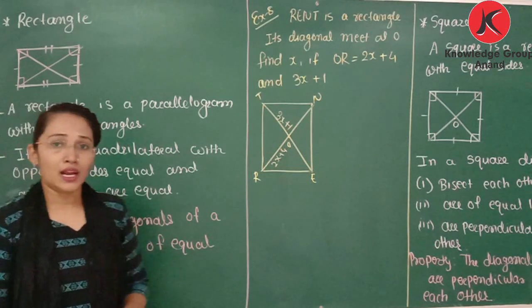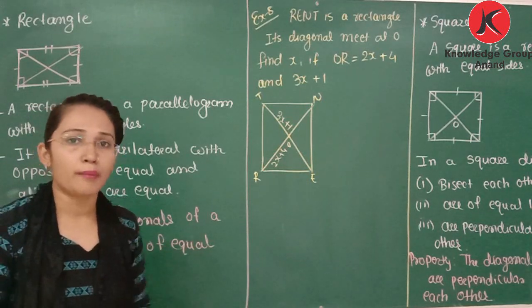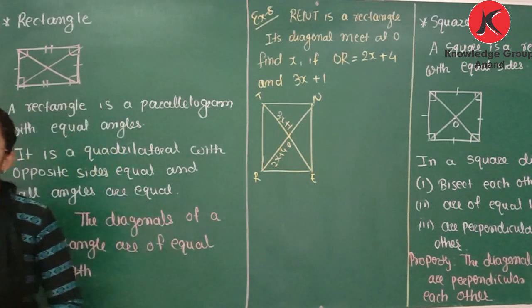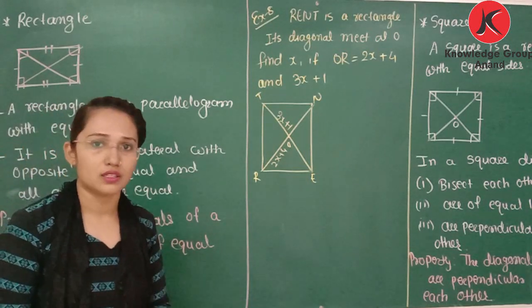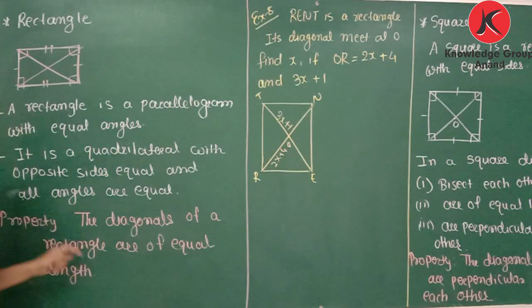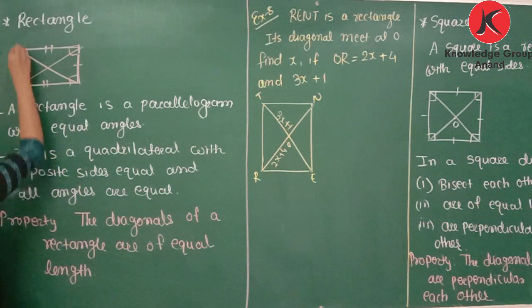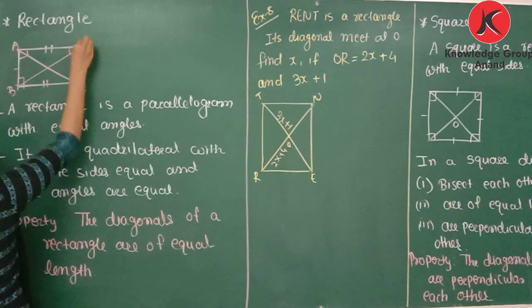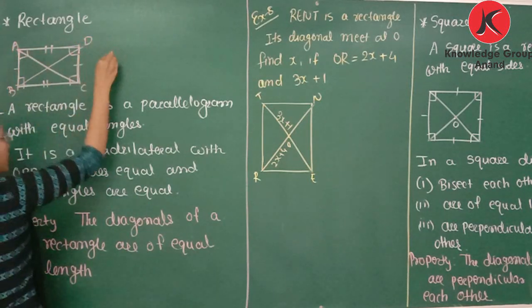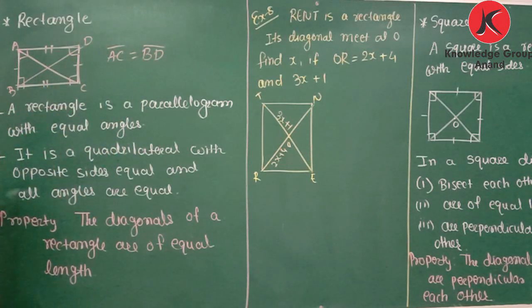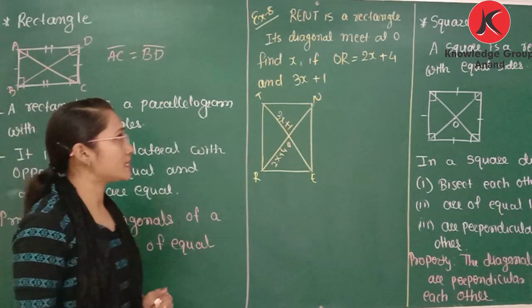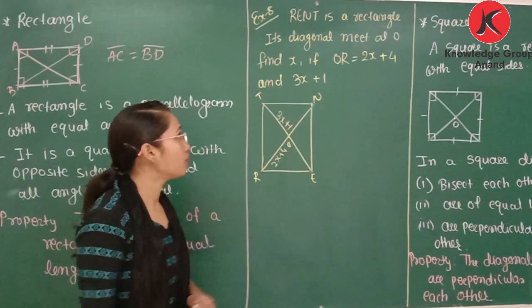Okay. In a parallelogram you learned several properties of diagonals. The diagonals bisect each other. In a rhombus, diagonals are perpendicular bisectors. And in a rectangle, diagonals are of equal length. Means if we consider this as rectangle ABCD, then AC and BD are equal. Diagonals are of equal length. Clear? Now using that we will solve Example A that is given in your textbook.